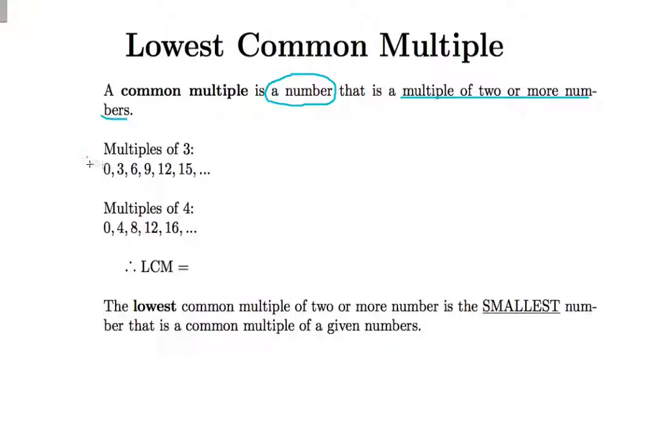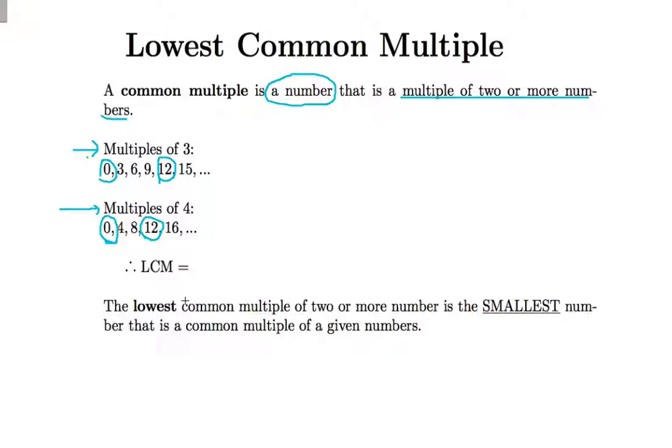Now we have two sets of numbers here. They are the multiples of 3 and the multiples of 4. These are the common multiples, 0 and then 12. Obviously the list goes on.